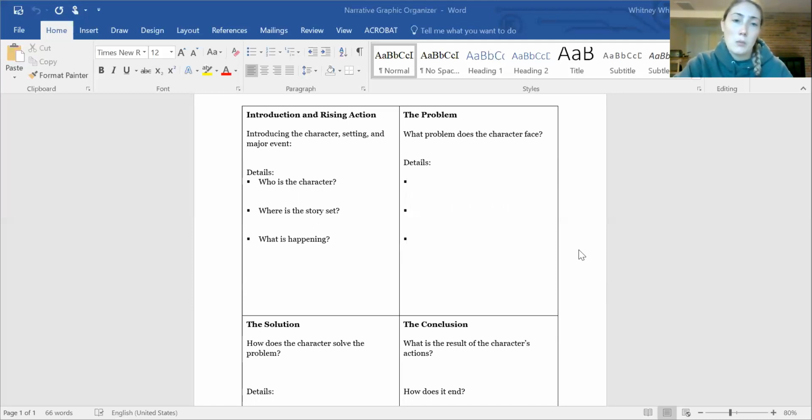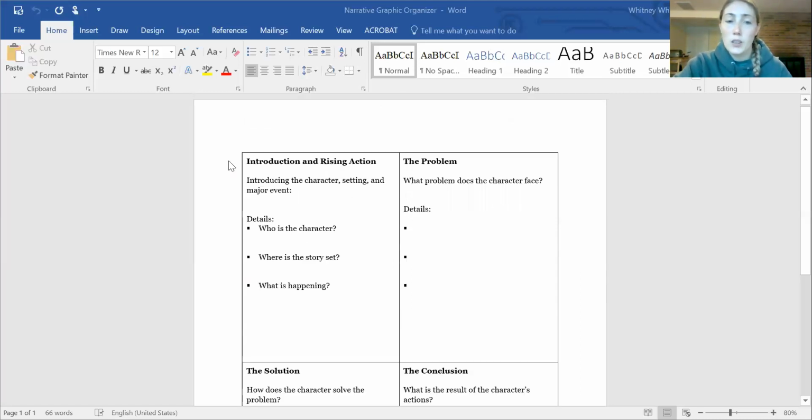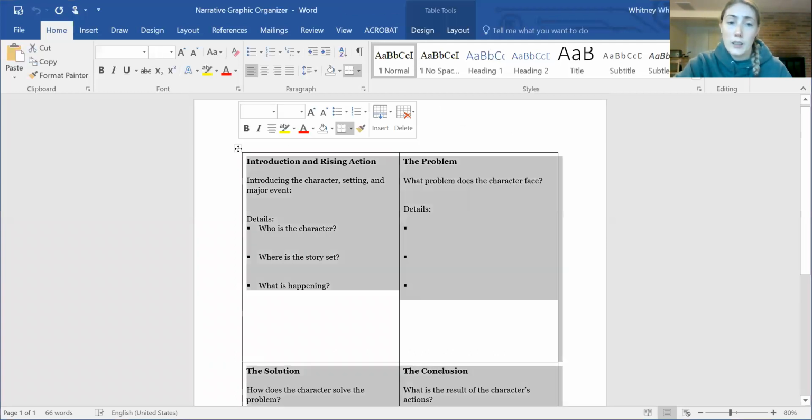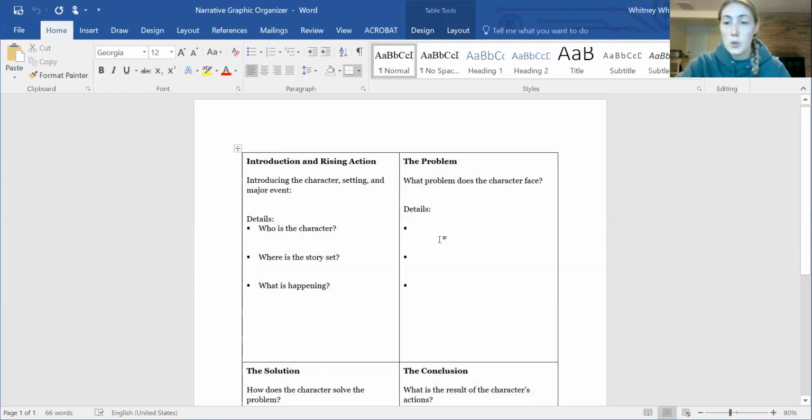And what you're going to be doing with this actually is you're going to take this graphic organizer and you're actually going to copy it and put it on a Google document. That way you could share it with your teacher. There are instructions on Canvas how to do that.